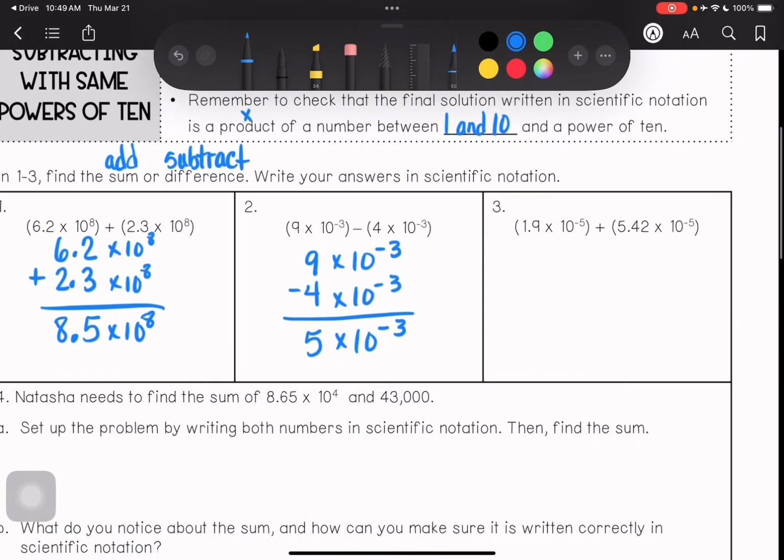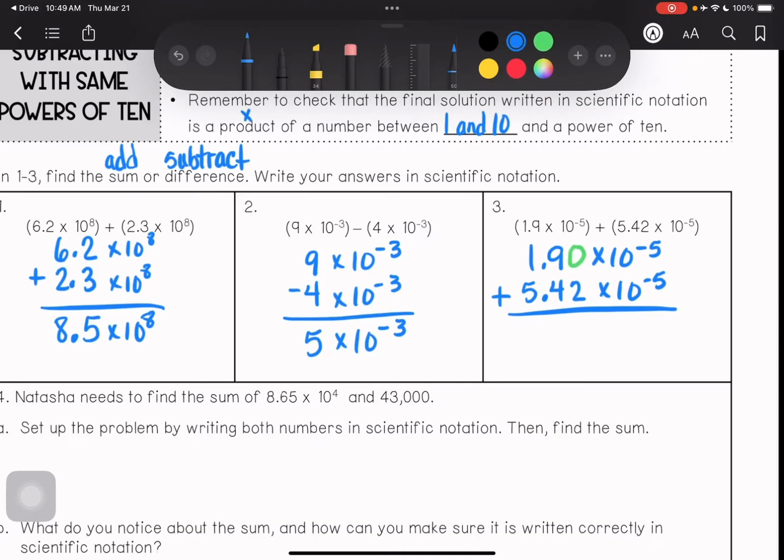Number 3, our exponents are the same, so I don't have to do anything here but line up my decimals. So 5 and 42 hundredths times 10 to the negative 5. So in the place, if you don't have a number, you can put a 0 there. I typically don't, but most students do. So I'll add a 0 as a placeholder.